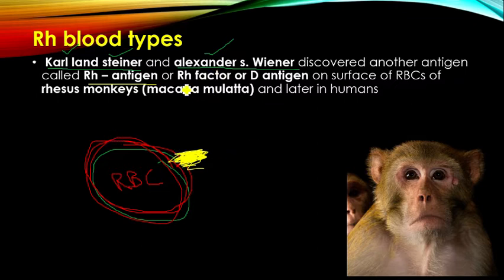This Rh antigen is also called Rh factor or D antigen. That D antigen, Rh factor or Rh antigen, was identified on the RBC of the monkey. The monkey's name is rhesus monkey, and its scientific name is Macaca mulatta. Later, they identified the same Rh antigen on the RBC of human beings also.